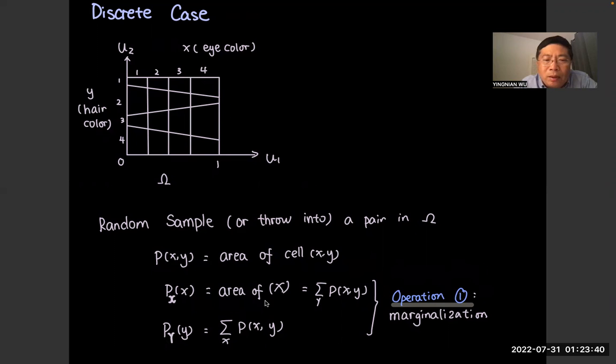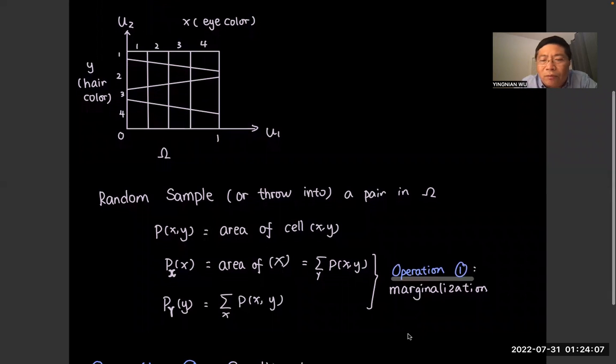And that will simply be the area, again according to axiom 0. So that will be the area of column x. And clearly the area of this column will be the summation of all those cells, summing over all possible values of y. So p(x) is the summation over y of p_xy, right? And similarly, p(y) is equal to the summation of the joint over x.